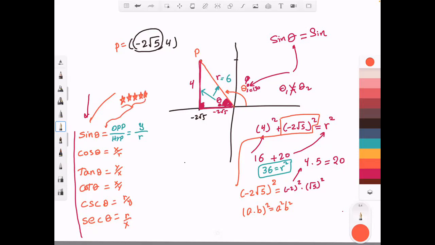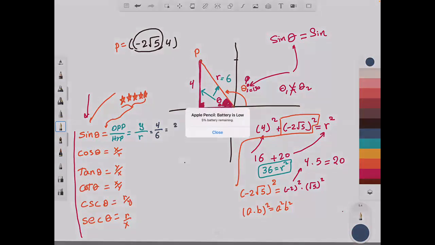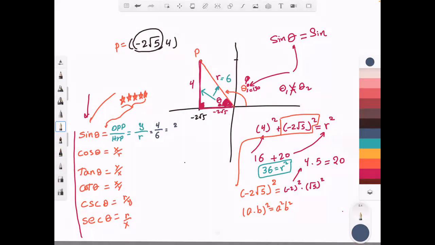So now all we need to do is plug in the values. Sine is y over r, which is 4 over 6. Then the algebra part: can we leave it as 4 over 6, or simplify? You get 2 over 3.